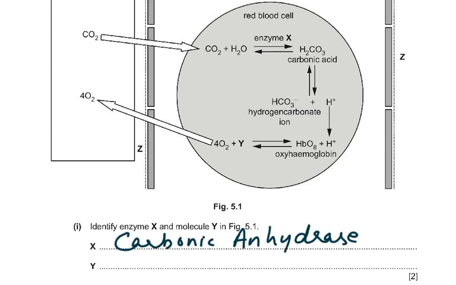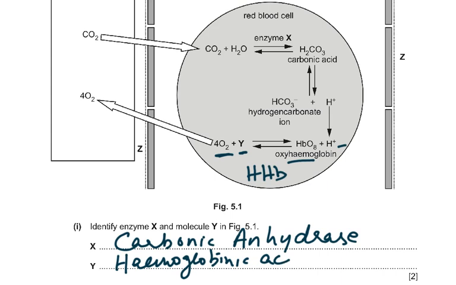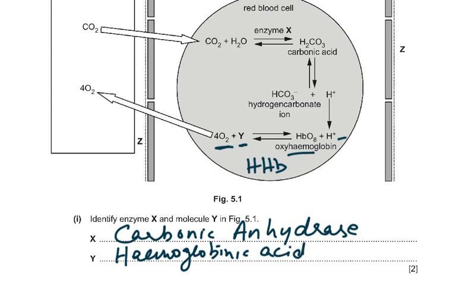Now as you can see, enzyme X has to be carbonic anhydrase. Now this is in the new syllabus, it is specifically mentioned that you've got to know this. But then you see here hemoglobin, oxyhemoglobin and hydrogen ions, and the oxygen is given away. So what is this Y? This is HHb. What is HHb? Hemoglobinic acid. So Y is hemoglobinic acid. If you see my original video on this, this is something which I have very clearly explained in that.